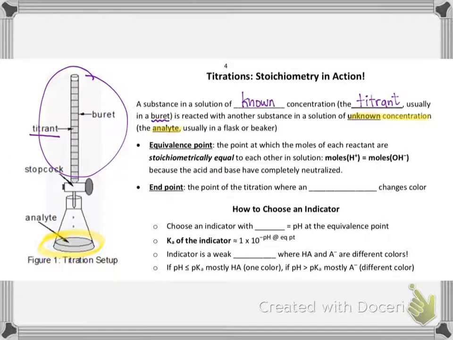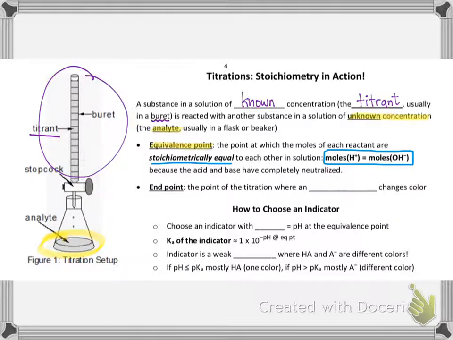Now, the equivalence point is the point in time at which the moles of each reactant are stoichiometrically equal to each other. For an acid-base titration, this means that the moles of your protons are going to be equal to the moles of hydroxide, and thus the acid and base are both completely neutralized. However, it's kind of hard to tell sometimes if you're at the equivalence point, because usually an acid and a base look exactly the same, like water.